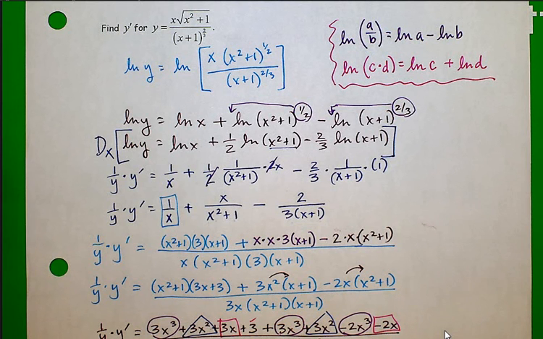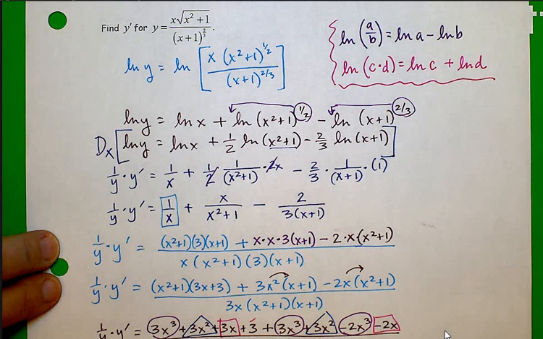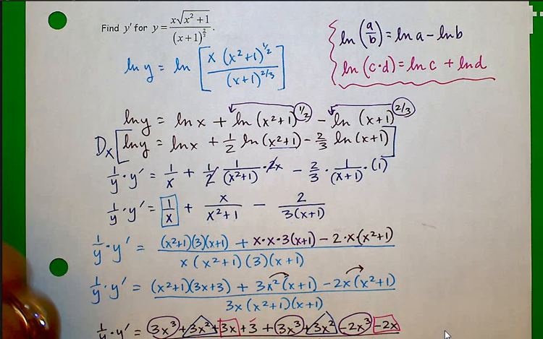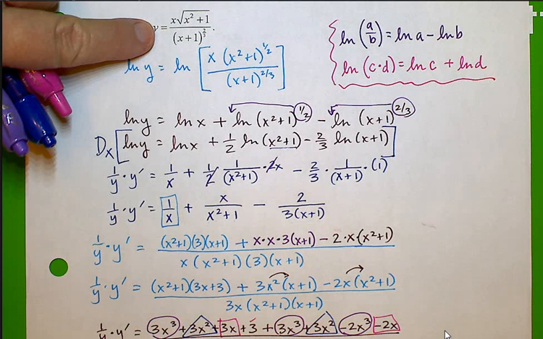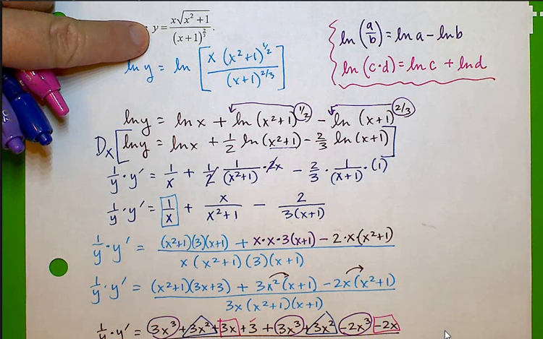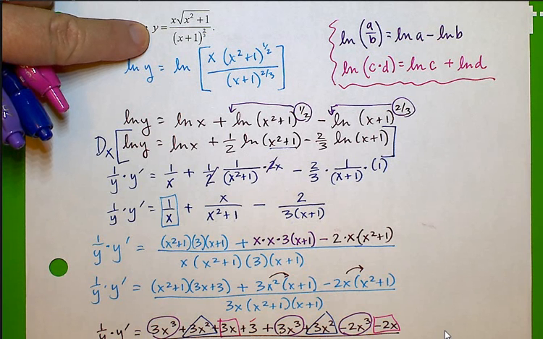The next step of logarithmic differentiation is to solve for y prime. So I'm going to multiply by y on both sides. So I get y prime equals, and I'm going to substitute in what y was. X times the square root of x squared plus 1 over x plus 1 to the 2/3 power times all of this. Anything cancel?